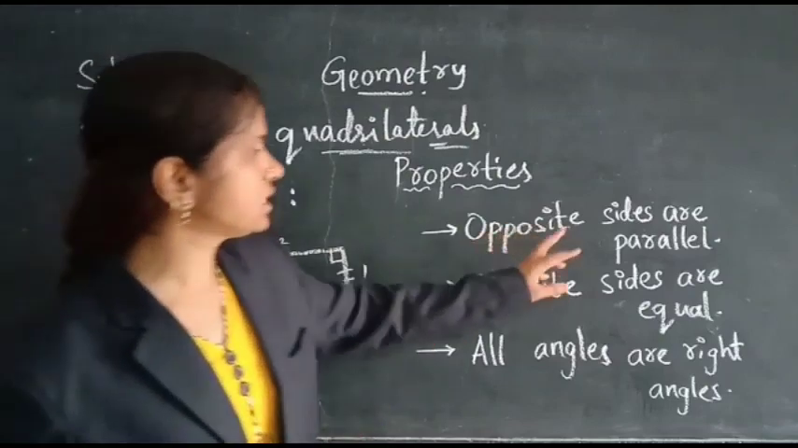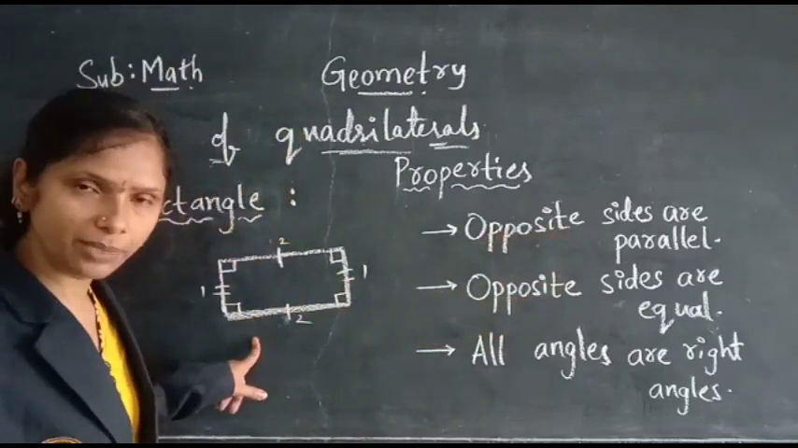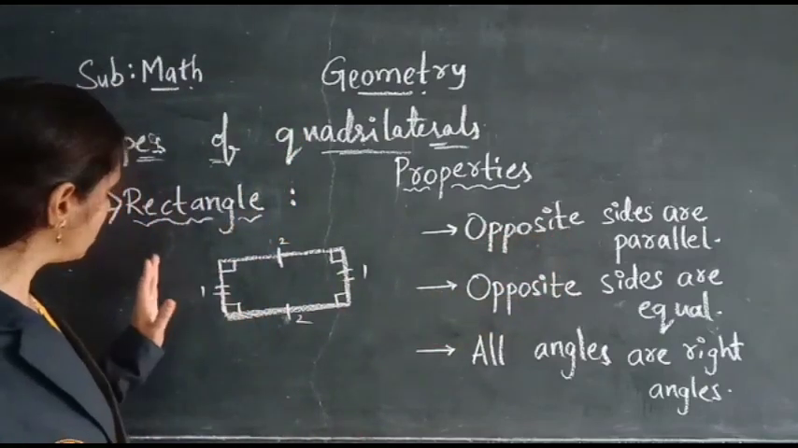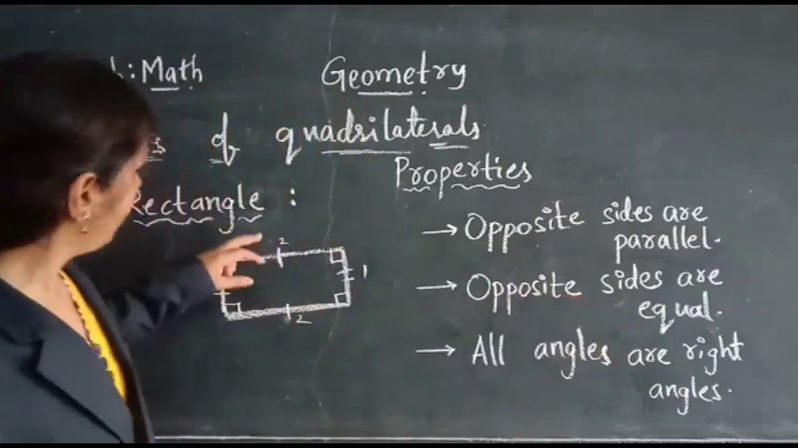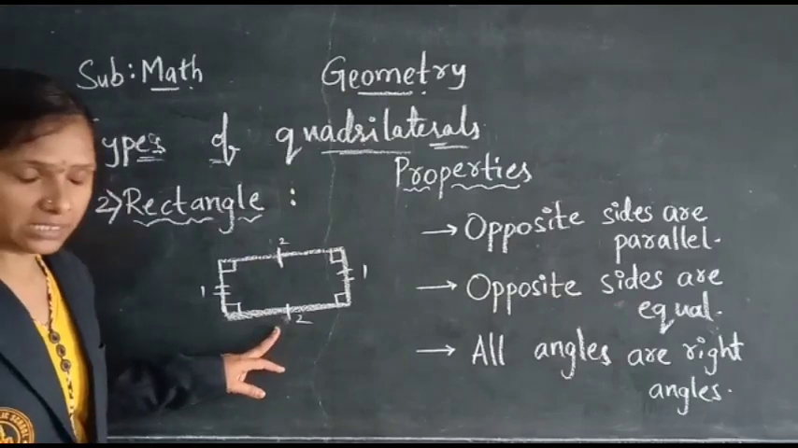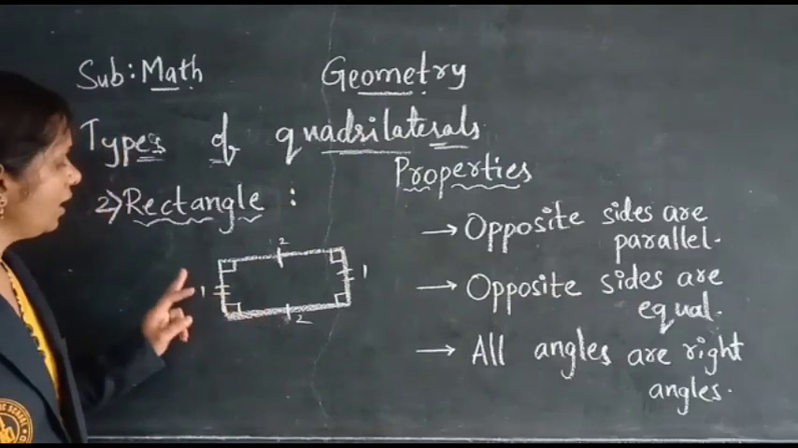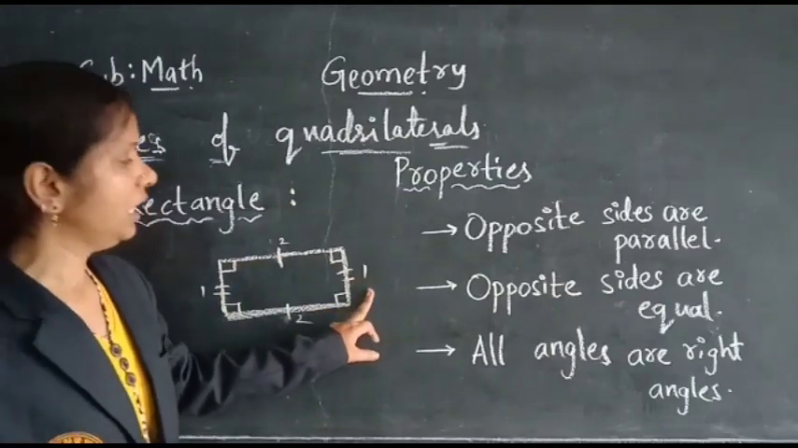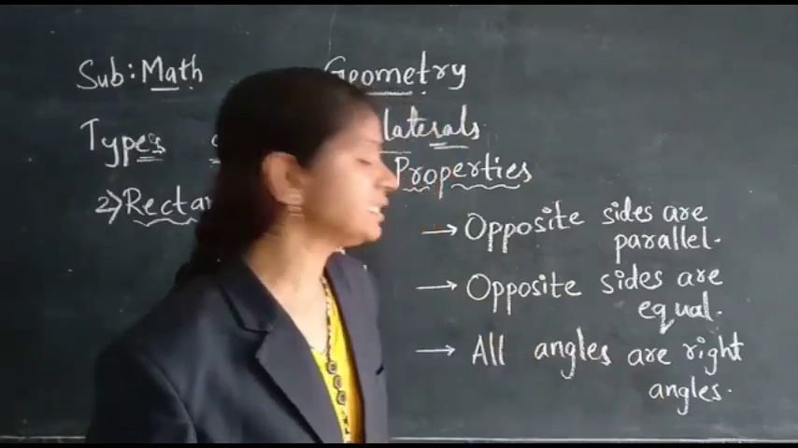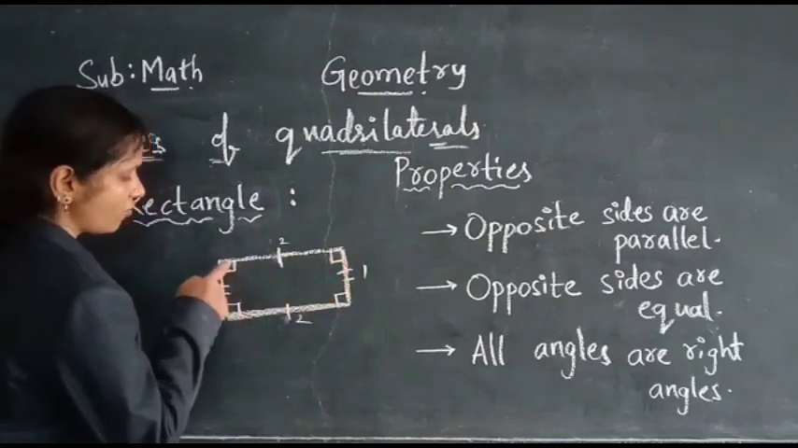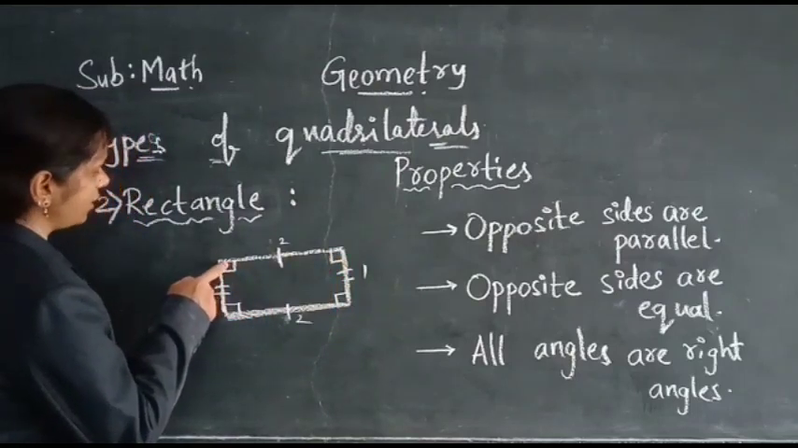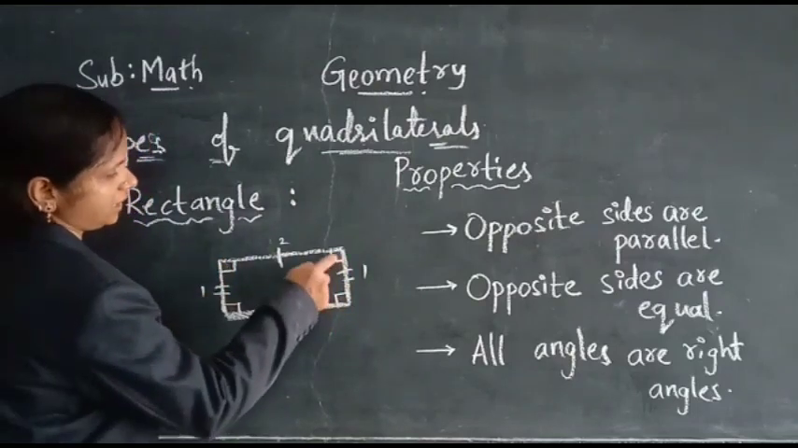So opposite sides are parallel: top and bottom are parallel, and also left and right are parallel. Next, opposite sides are equal, which means the top and bottom line segment lengths are equal, and the left and right line segments are equal. Now all angles are right angles, which means all angles forming in the rectangle are 90 degrees.